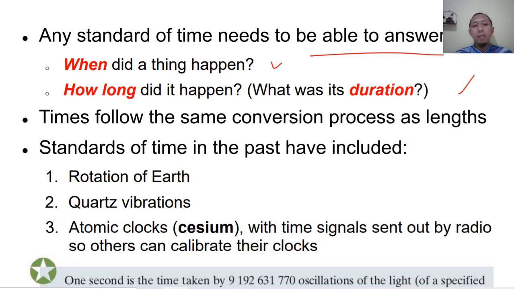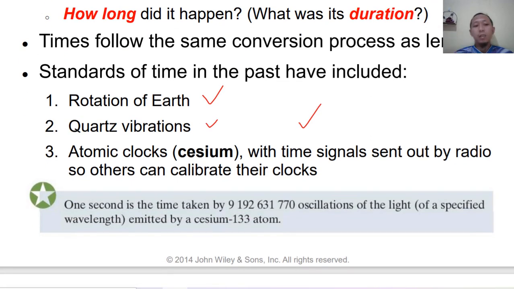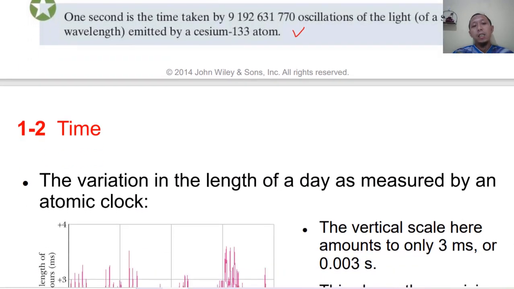The standards of time in the past included the rotation of the earth, quartz vibrations, and then atomic clocks. And today we know that 1 second is the time taken by about 9 billion oscillations of the light of a specific wavelength emitted by the cesium-133 atom. So this is 1 second.